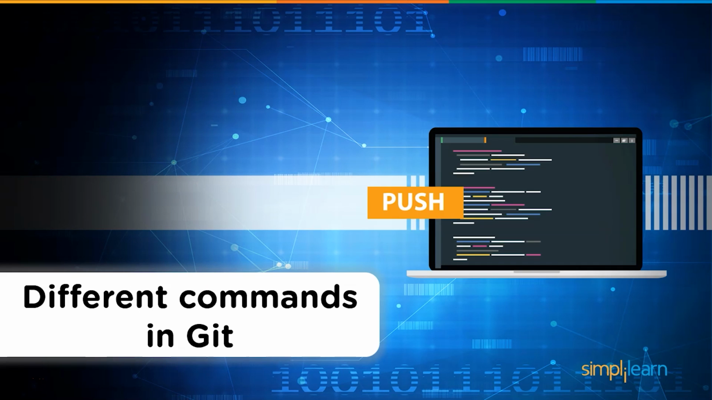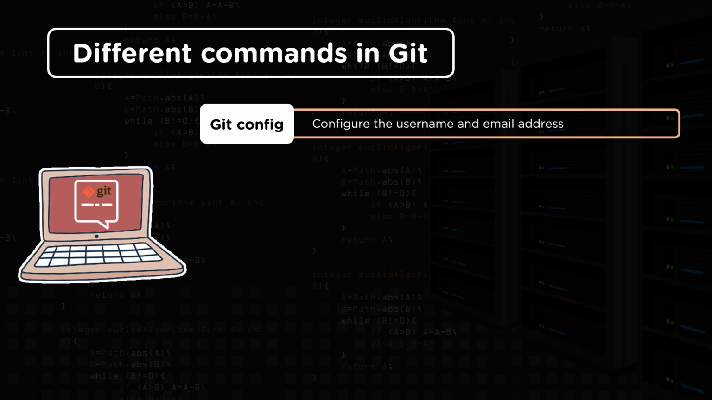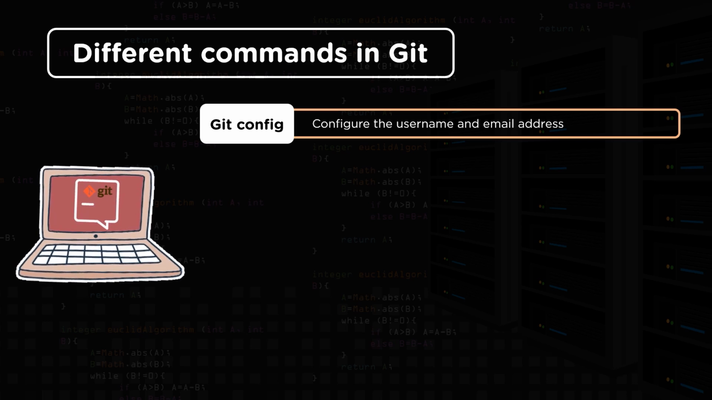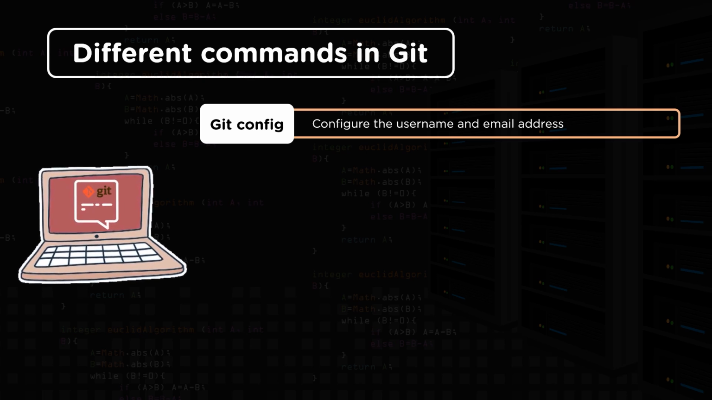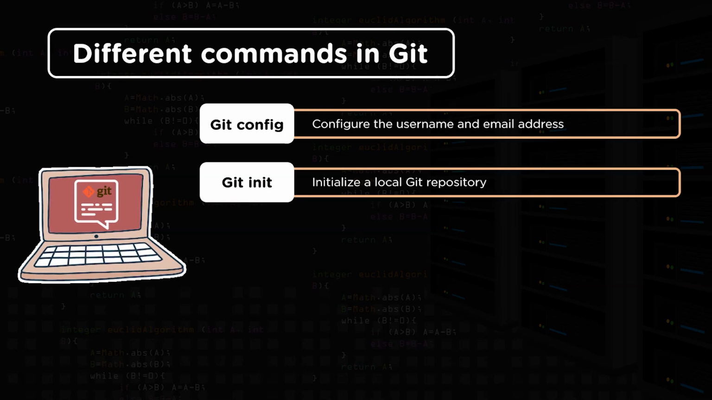Now, when we are all aware of Git and GitHub, let's have a look at some prominent commands used in Git. First command is the git config command. This command helps in configuring values on a global or a local project level. It helps in configuring the username and the email address.